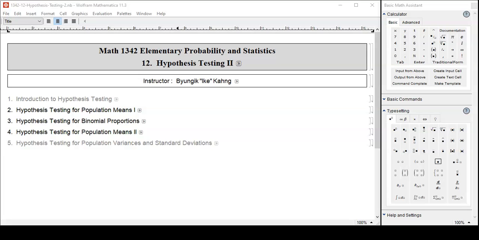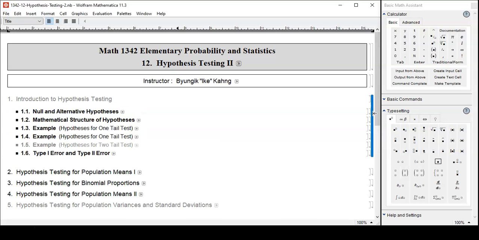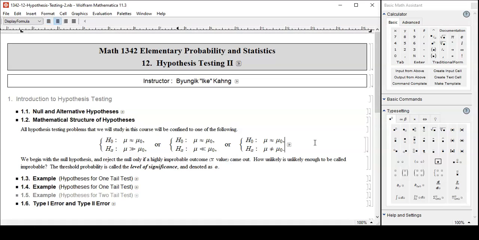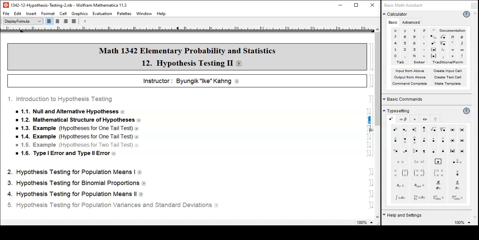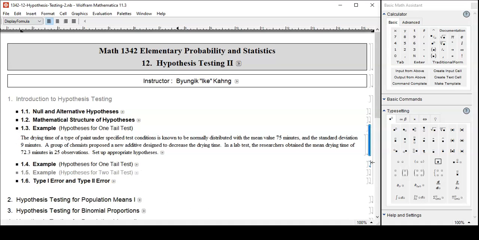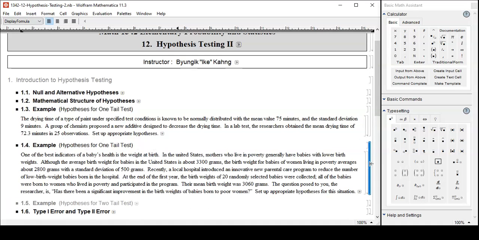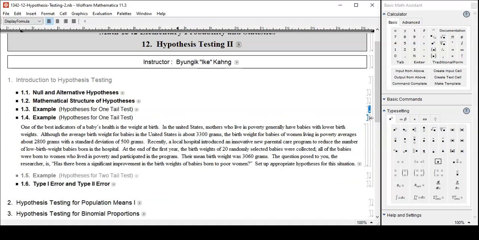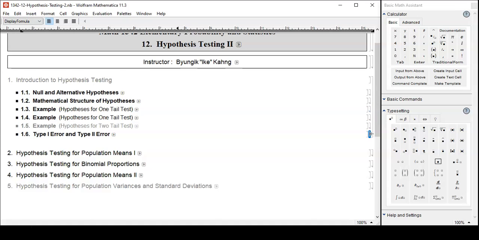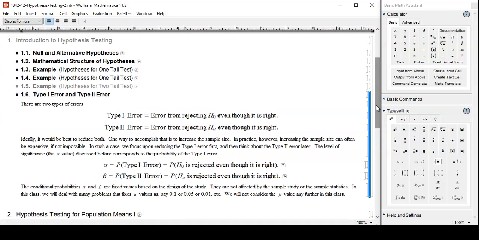Hello students, welcome back. Let us resume our discussion on hypothesis testing, continued from lesson 11b. In lesson 11b, we went through the introduction to hypothesis testing, namely the mathematical structure of hypotheses, and some exercises on setting up hypotheses. I hope everybody remembers. And also, we went to an advanced discussion on types of errors as well.